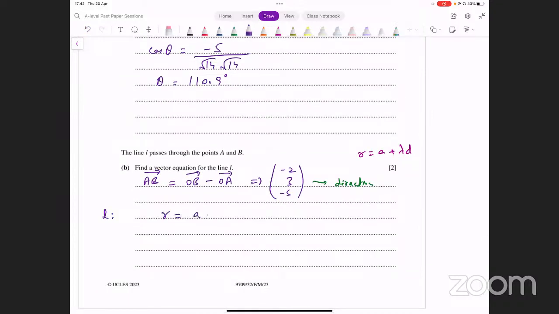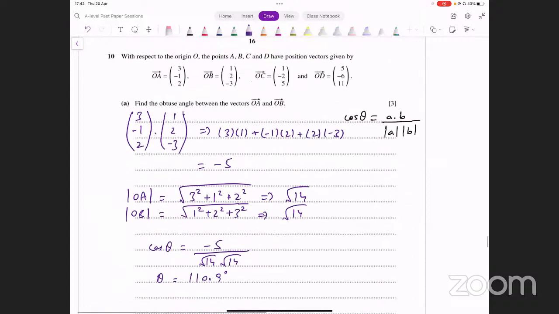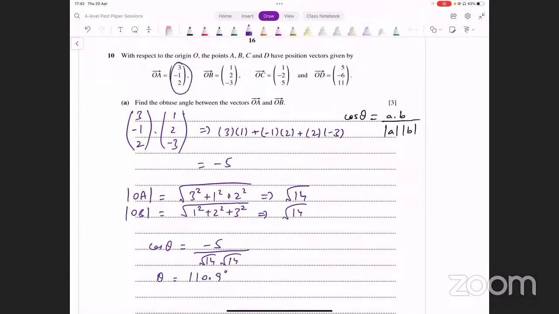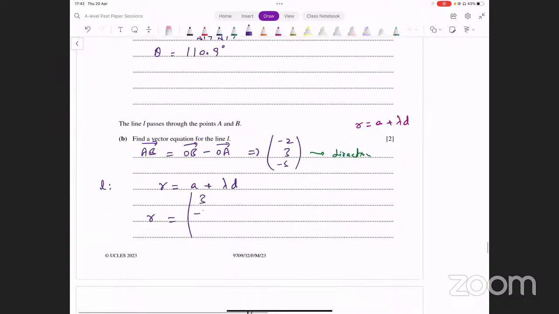R इक्वल्स ए प्लस लैम्डा डी। ए की जगह पे आपने उन दोनों में से कोई भी एक पॉइंट डाल देना है। ओ ए भी है आपके पास, ओ बी भी है, कोई भी एक डाल दें। 3, -1, 2, लेट्स से अगर मैं ये इनपुट कर दूं, 3, -1, 2, this is the point plus lambda into d. D is the direction vector. This is the direction vector that we have here. That's -2, 3, and -5. This is the equation of the line that you were looking for.